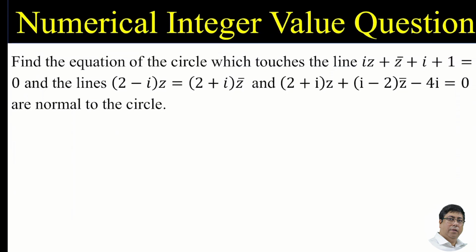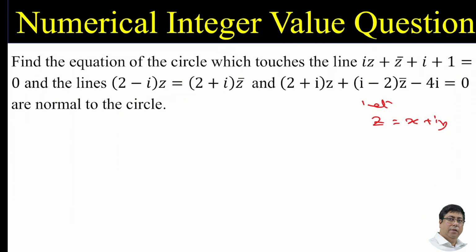In this particular case, find the equation of the circle which touches the line and two other lines as normals. And as we know that the normals intersect at the center, first of all we have to find the equation of the normals in Cartesian form, so we can solve the sum very easily then. So let z equal to x plus iy.